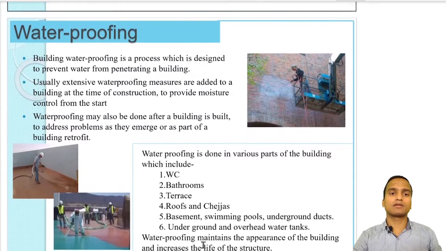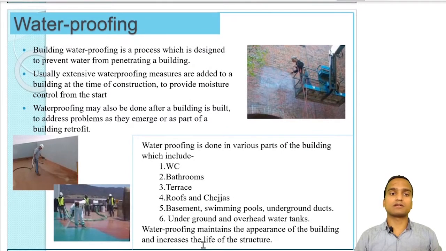Okay, so as far as waterproofing is concerned, it is a process which is designed to prevent water ingress or penetration of water into the building. Usually people do extensive waterproofing measures at the time of construction only, so that moisture could be prevented from the very beginning. So the water ingress or penetration is controlled from the start only.